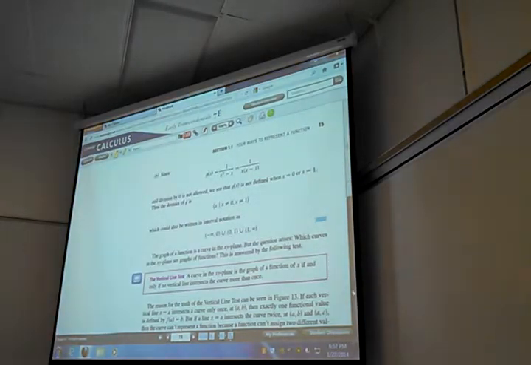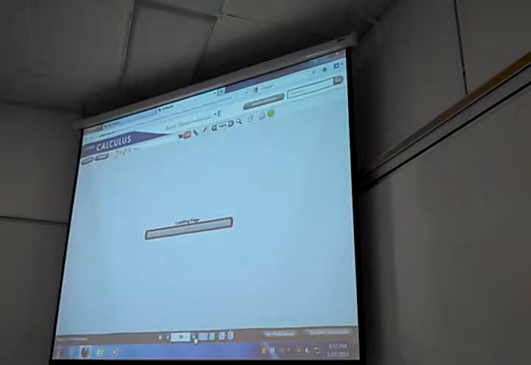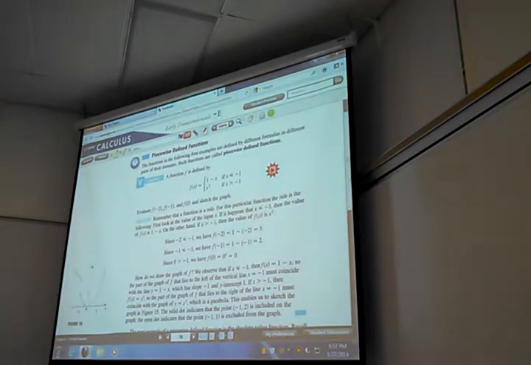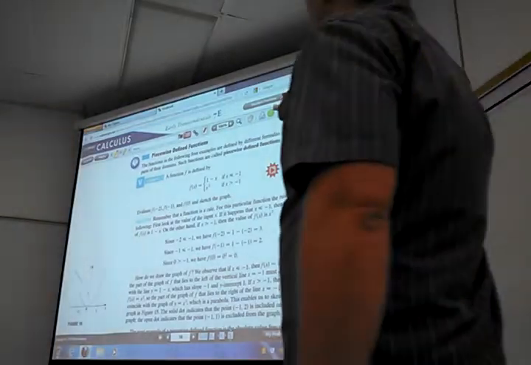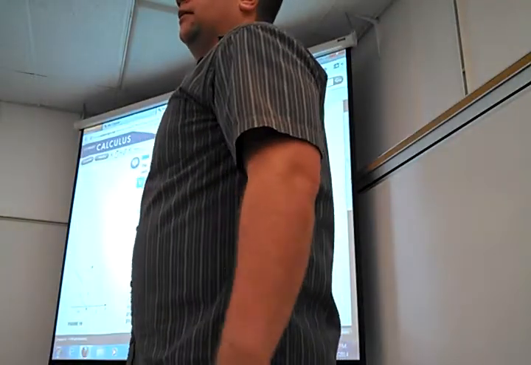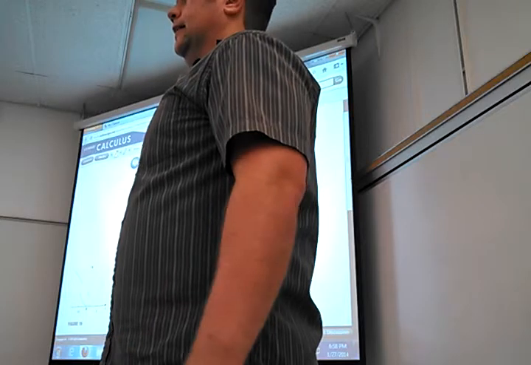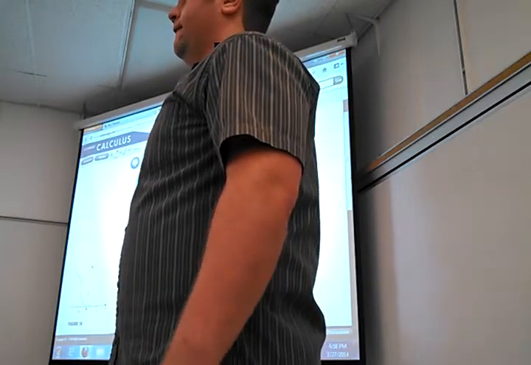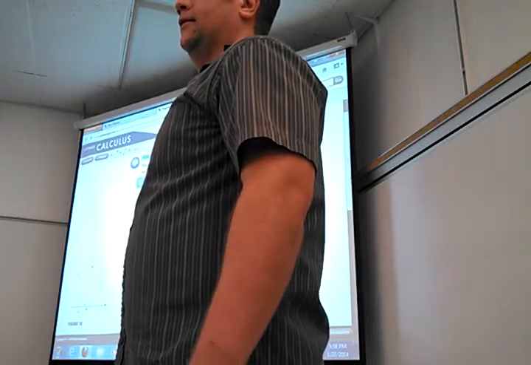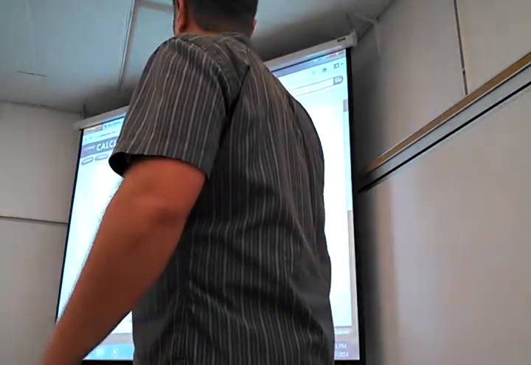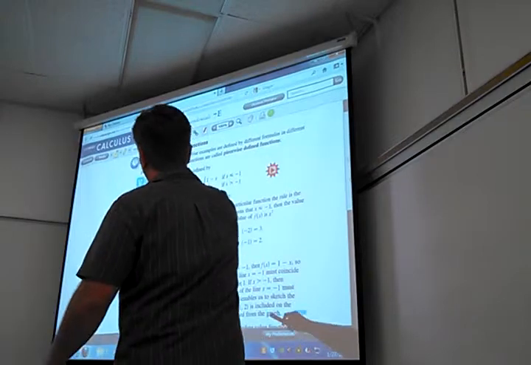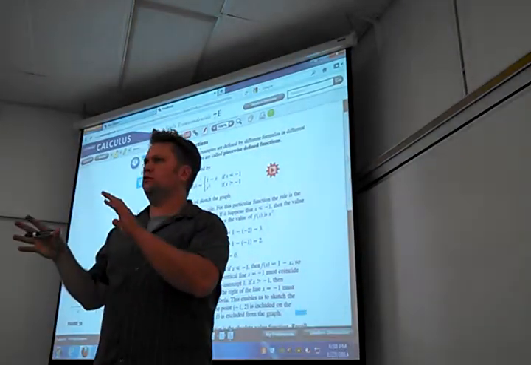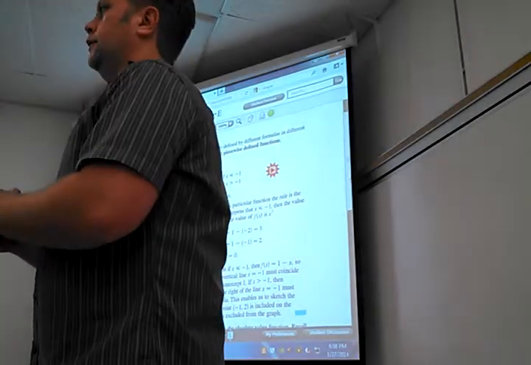Let's see. Vertical line test, all this old stuff. Piecewise functions. There's the answer to my question, but what is a piecewise function? Why does it exist? Because there's a hole in the graph. All right, well, the hole in the graph comes from the way they defined it. But can somebody give me a physical situation where you would need a piecewise defined function?